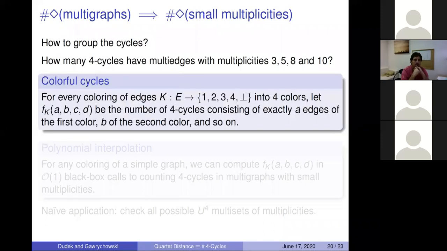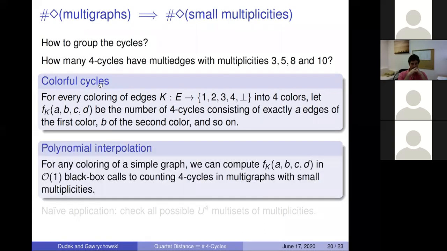So you can capture that by introducing coloring of the edges. So we have seen some color coding technique in the morning. This is not exactly this, but okay, maybe there's some connection. So we color the edges of the graph with colors 1, 2, 3, 4. So they correspond to the current multiplicity. If it's a different multiplicity, then it's bottom. Okay, so you have a graph with 4 colors. And then we want to compute F_K(A, B, C, D). It's the number of 4 cycles in this new graph with exactly A edges of the first color, B edges of the second color, and so on. So you want to compute this quantity.